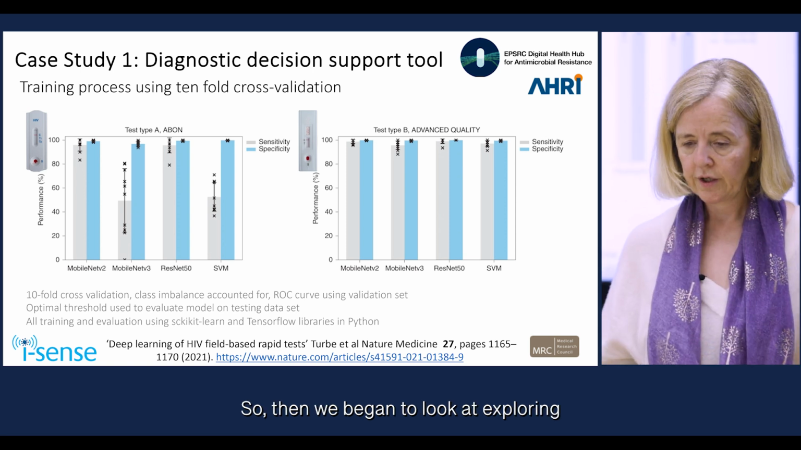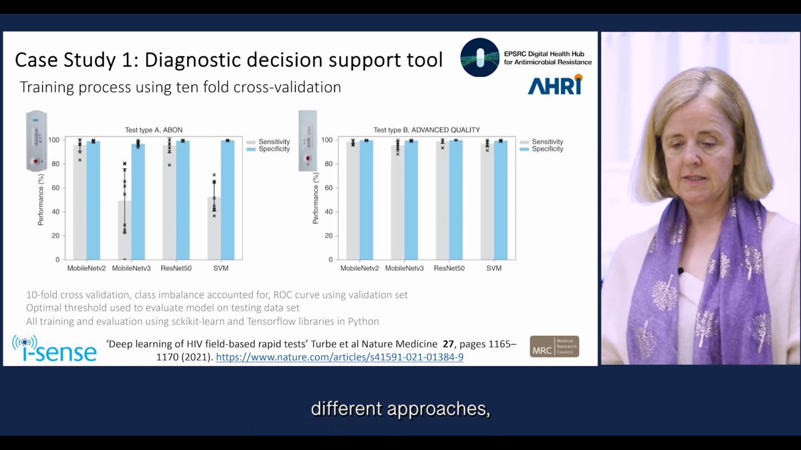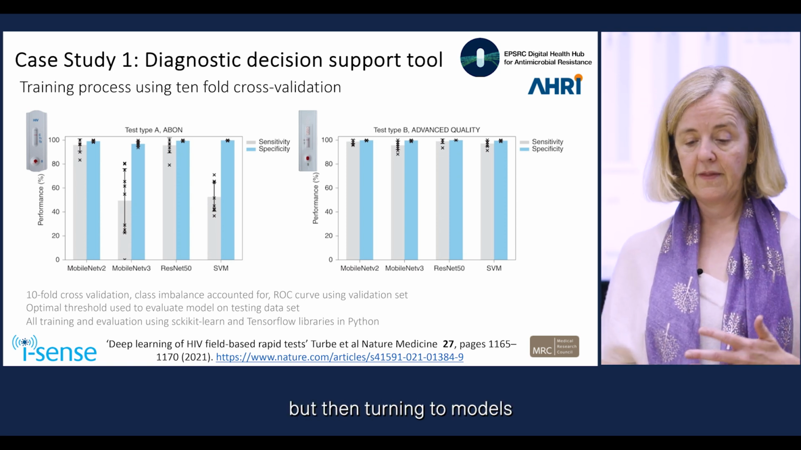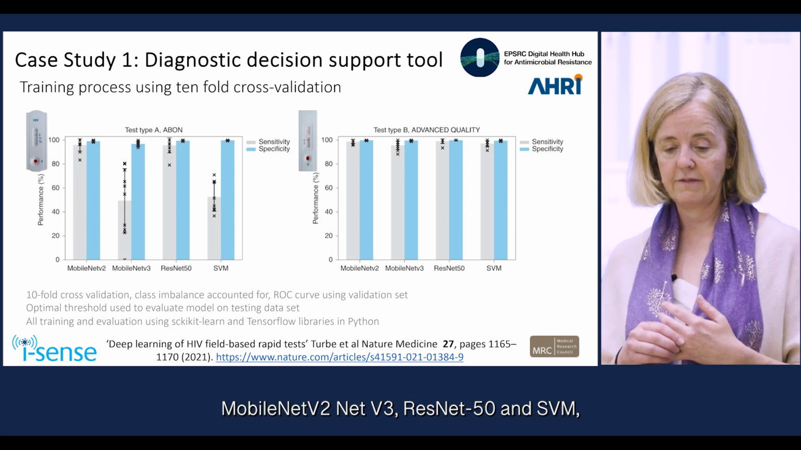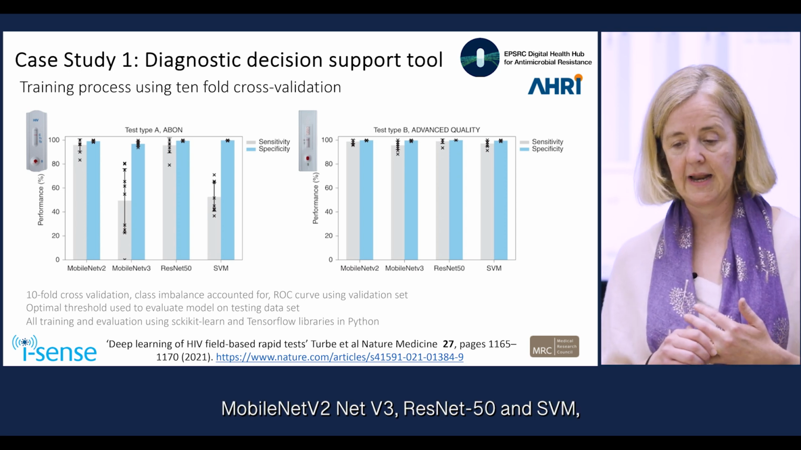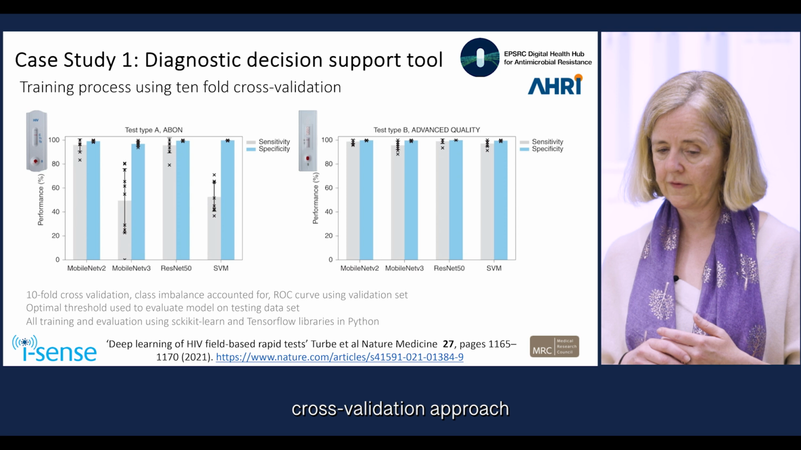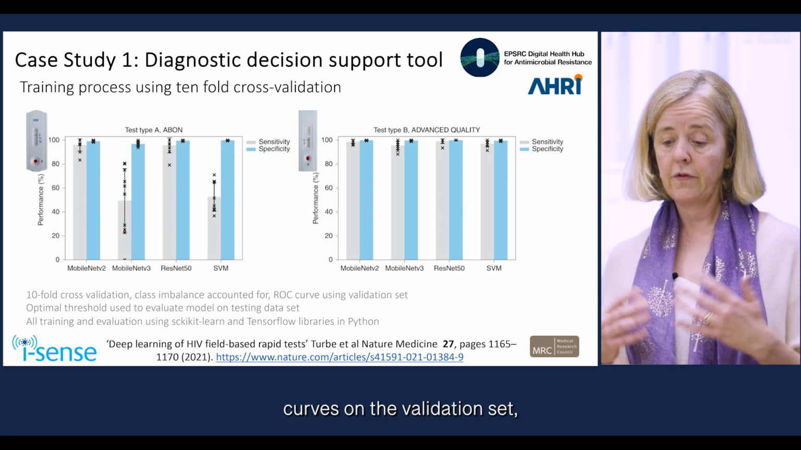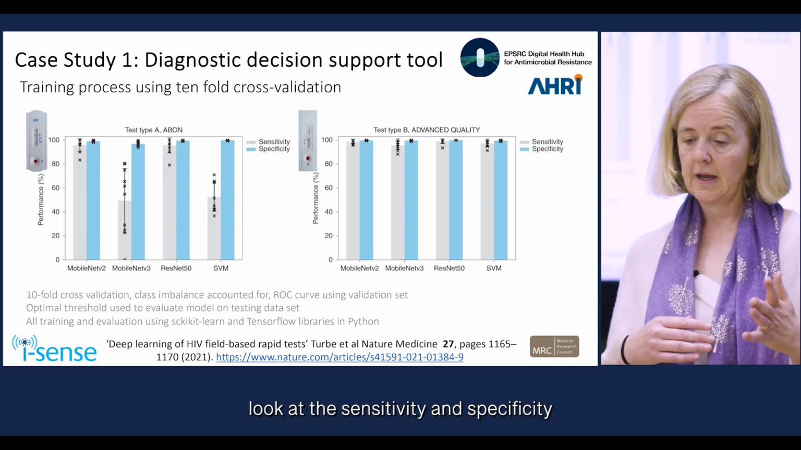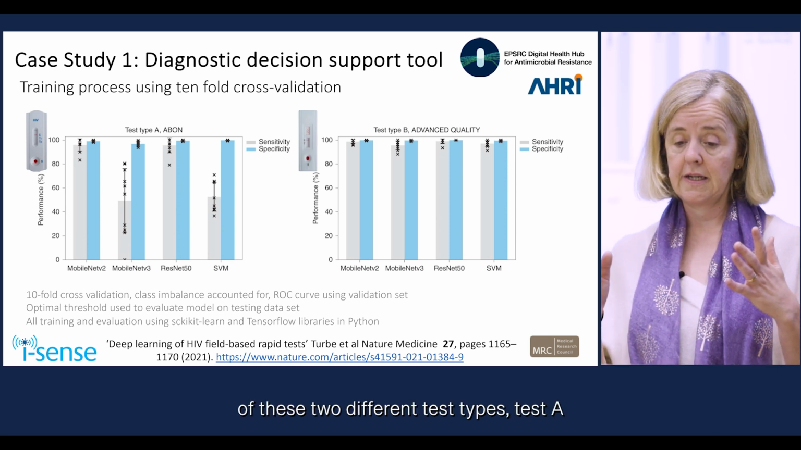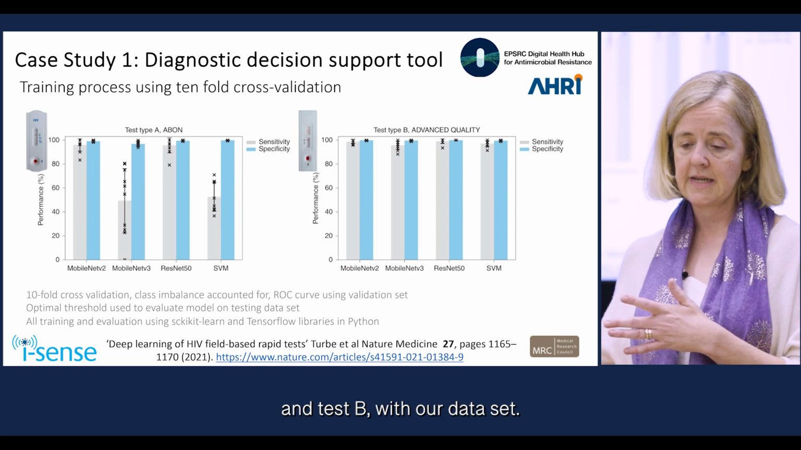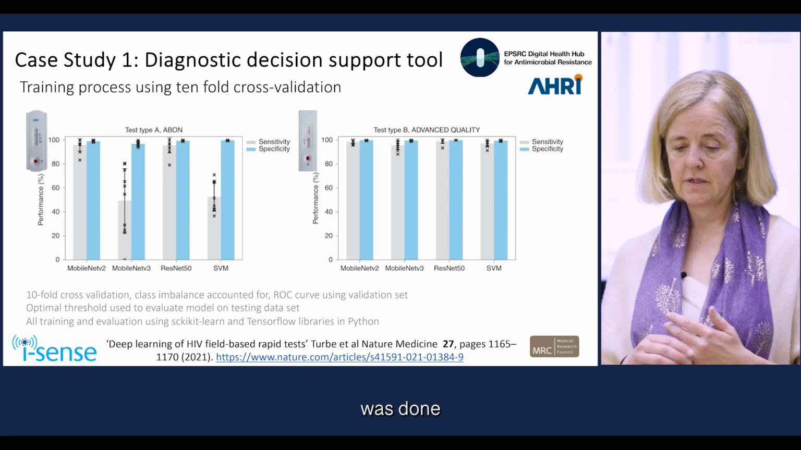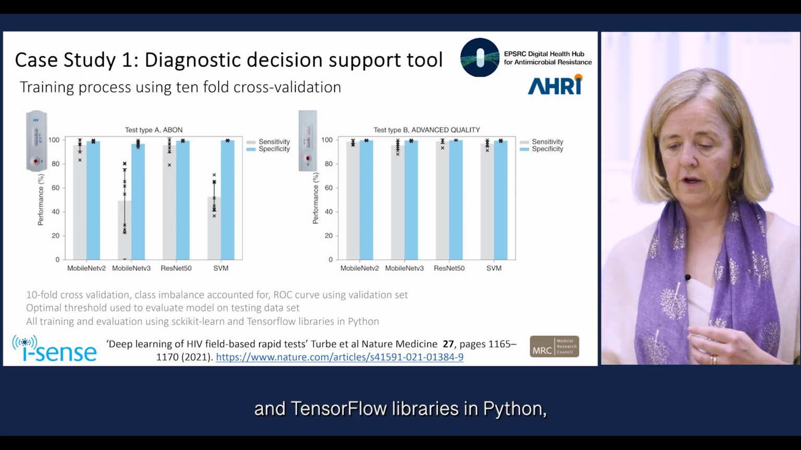Then we began exploring different approaches and models to train using this data set, initially developing our own, but then turning to existing models: MobileNetV2, NetV3, ResNet50 and SVM. Using a tenfold cross-validation approach, accounting for class imbalance, and using ROC curves on the validation set, we were able to look at the sensitivity and specificity of the two test types, test A and test B, with our data set. All data training and evaluation was done using scikit-learn and TensorFlow libraries in Python.